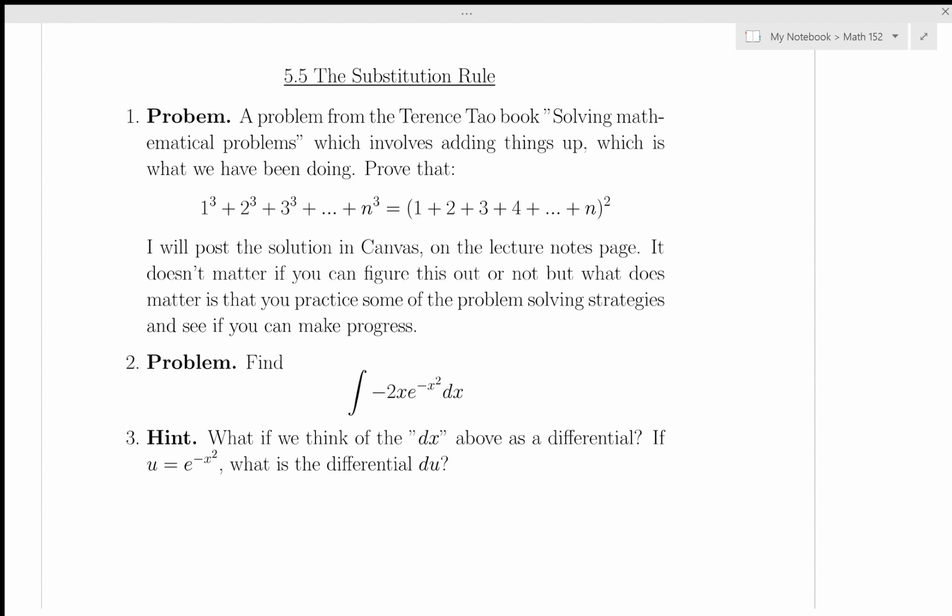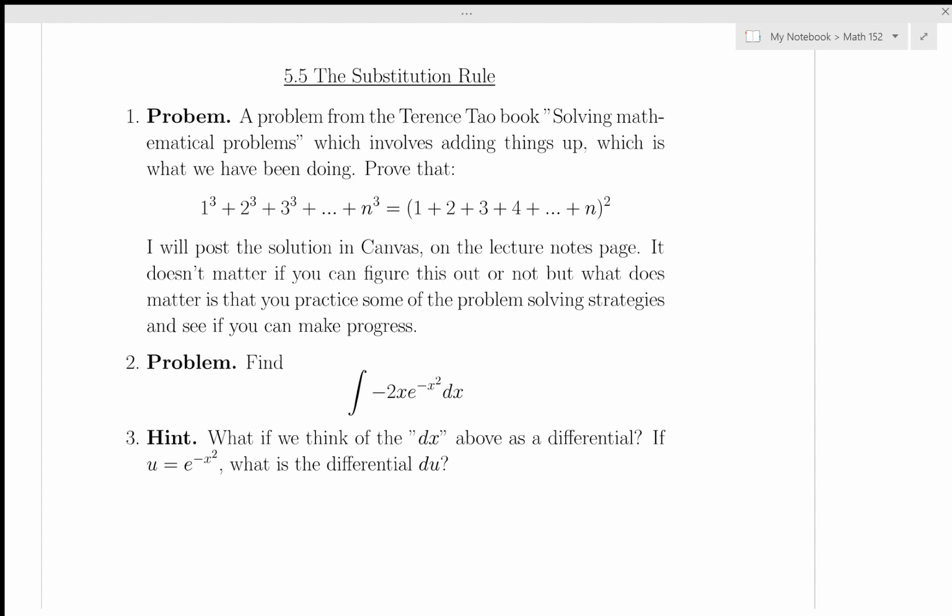We are now going to cover section 5.5, the substitution rule. So a nice little problem here to try to prove. You could possibly do this by induction or perhaps find another method of doing this. So try it out. Doesn't matter if you solve it or not, but we're going to be in this course talking about adding stuff up, and this is a problem about adding stuff up.